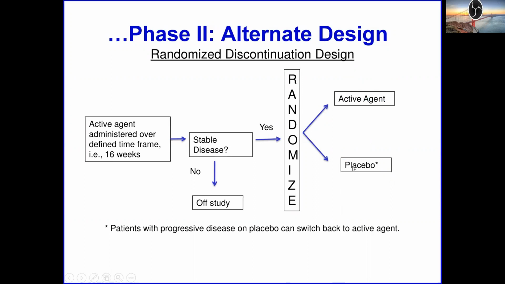Okay, so that's why we call them discontinuation, because if there is no stable disease in the first stage, the patients will be dropped off. Patients with progressive disease will be dropped off in the first stage itself. Over here, if the patients in this group are not responding, they will be switched back to the study drug.